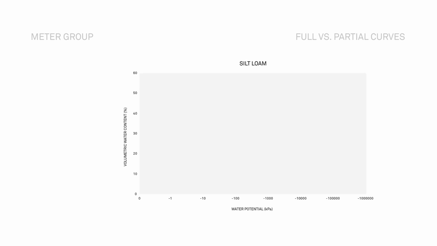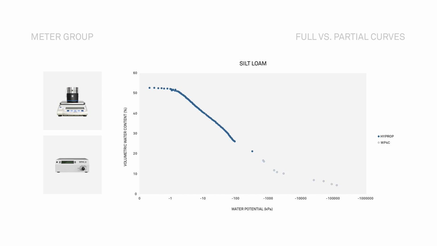Modern lab instruments now deliver that precision. The HyProp generates detailed curves in the wet range automatically. The WP4C completes the curve at the dry end.